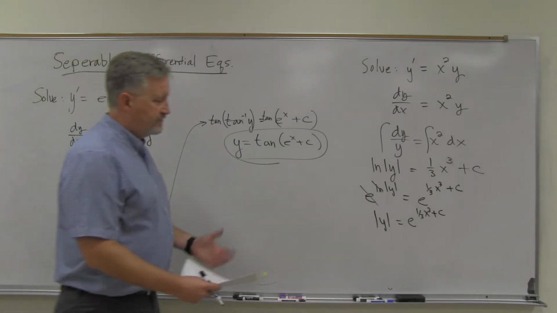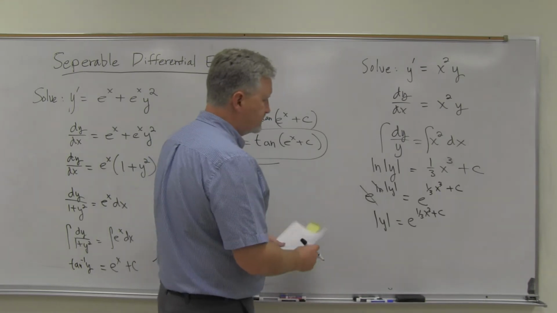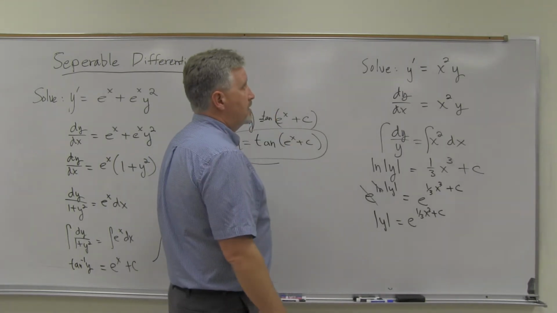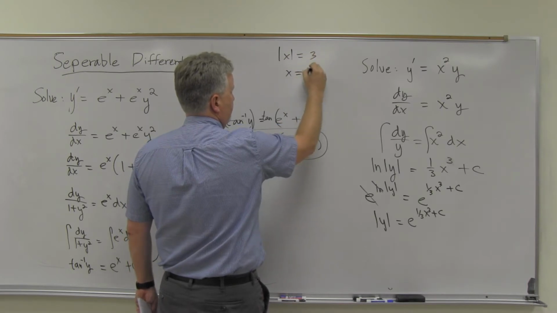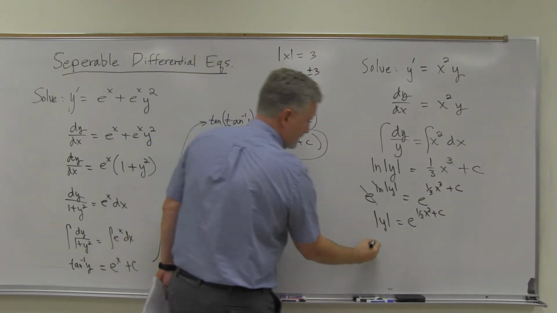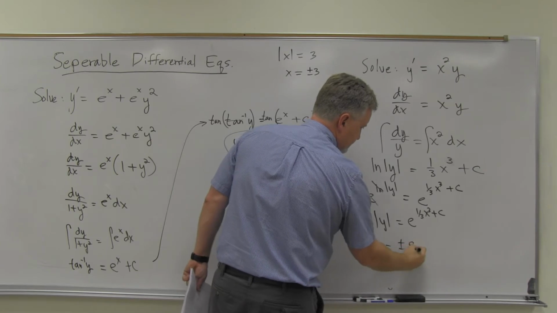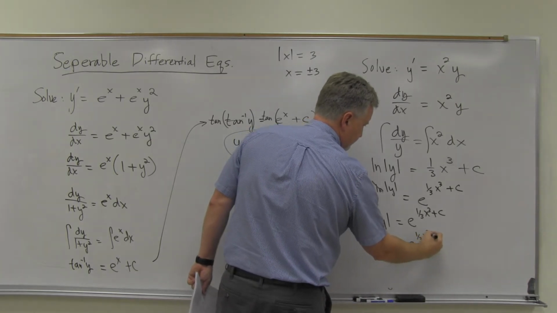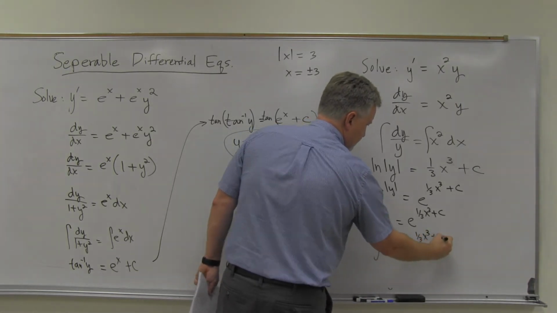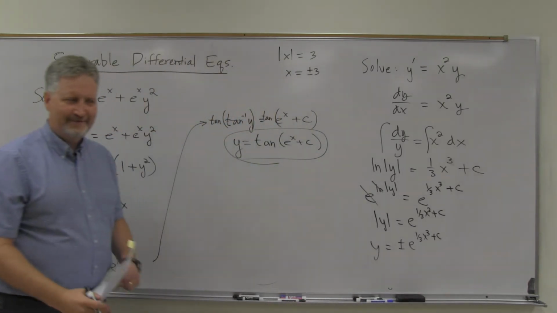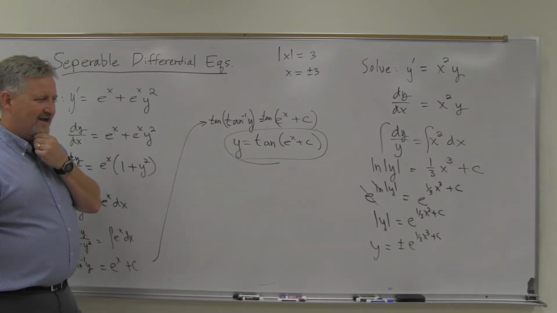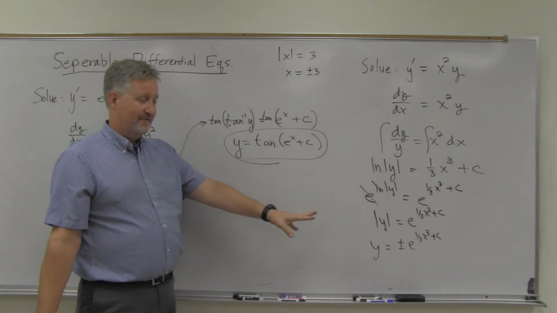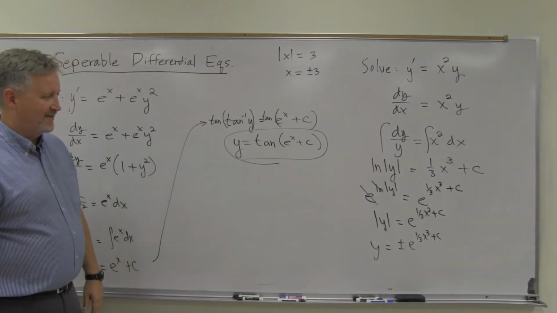Now the deal on the absolute value: if you've got the absolute value of x equals 3, x is either plus or minus 3. So y is either plus or minus e to the 1/3 x cubed plus c. But we're going to do a little more with that. Here's how they get to the answer, because their answer would look nothing like that.